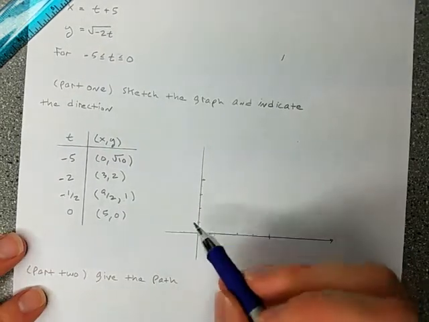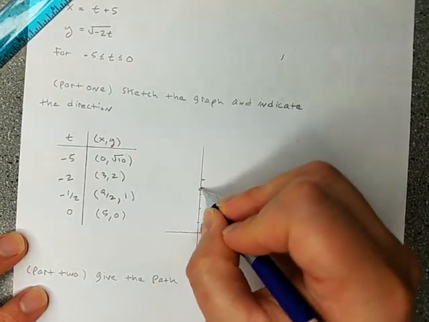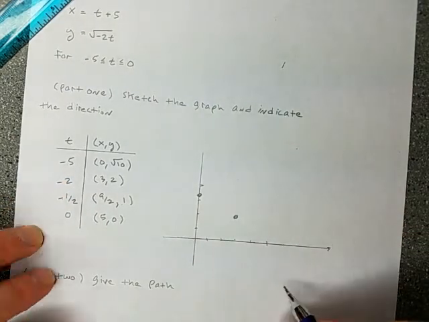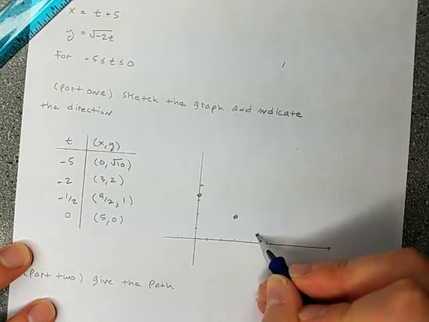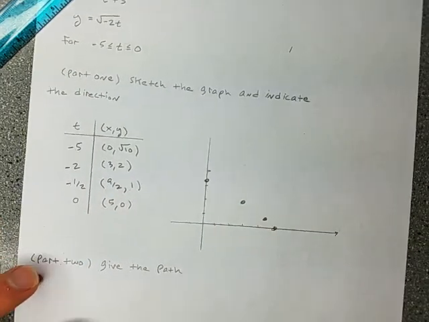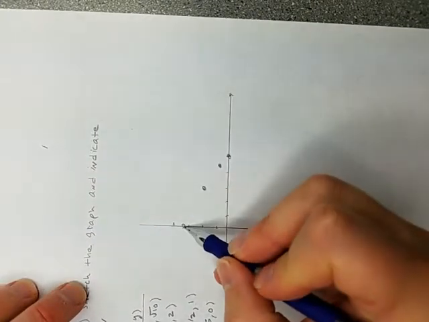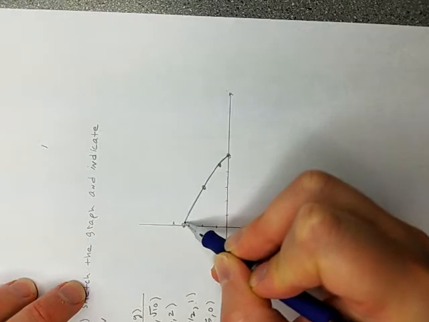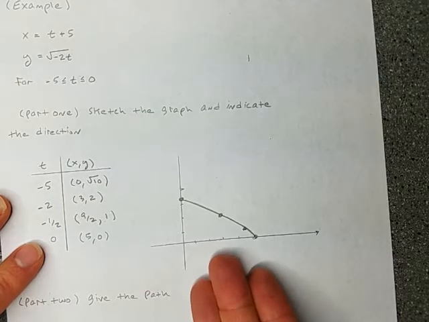Okay, first point, 0 and root 10. And root 10, like I said, is a little bit more than 3, so I'll put that point right there. 3 and 2, so right 3 and up 2, about right there. 9 over 2 and 1, so that's 4.5 and 1, about right there. And then 5 and 0, so that'd be right there. So that's everything. So I see kind of a curve. These are not along a perfectly straight line this time. It doesn't have some extreme amount of curvature to it, but it's a little bit curved, okay? So there's the graph of it.